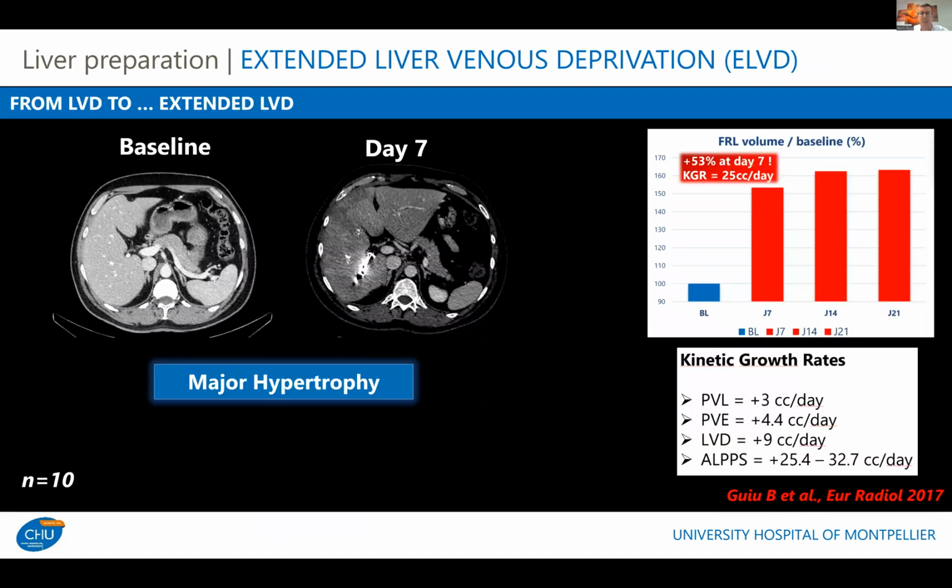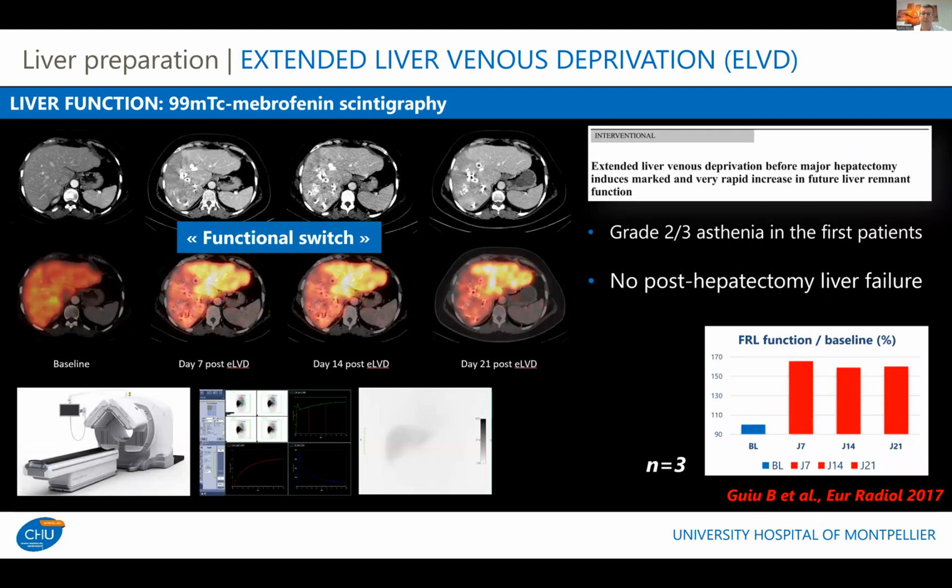At the beginning of our experience, we showed very important hypertrophy in the future liver remnants. You have a typical example here in a very short period of time, nearly comparable to what is observed with ALPS. Nearly comparable because ALPS still remains, in my view, the most efficient technique in terms of volumetric gain. But things are totally different in terms of functional gain, because in this case, we observe very, very impressive and very fast functional increase in the future liver remnant.